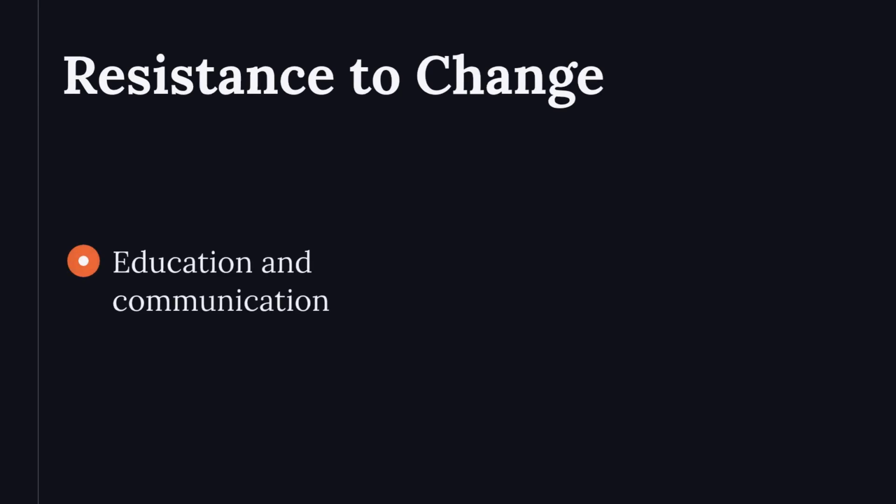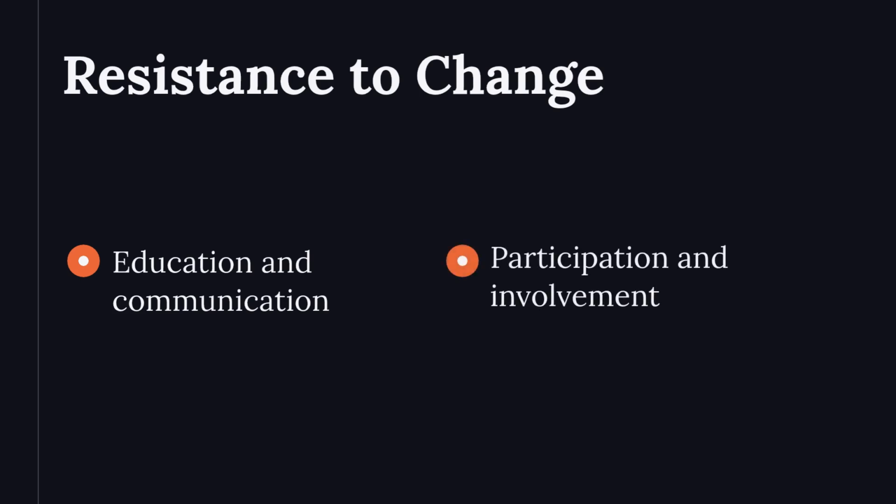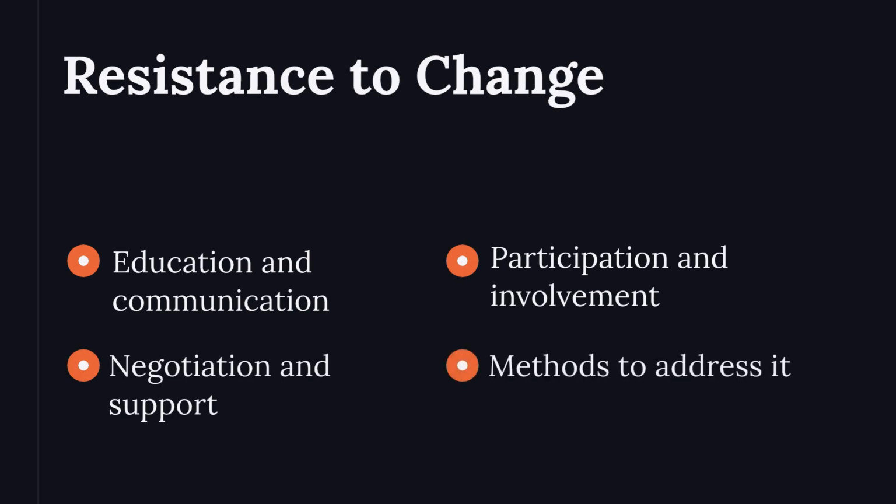Resistance to change is common in organizations. Kotter and Schlesinger outlined methods to address it. Education and communication are effective strategies. Participation and involvement reduce resistance. Negotiation and support also play important roles.